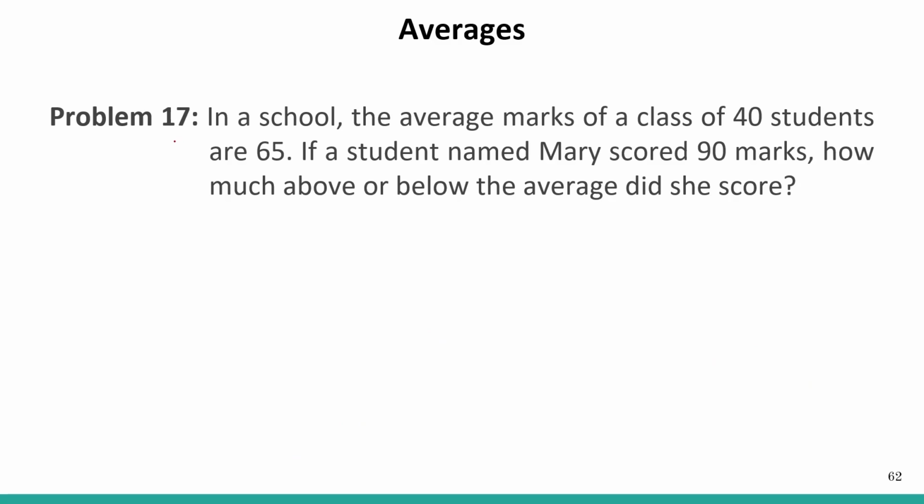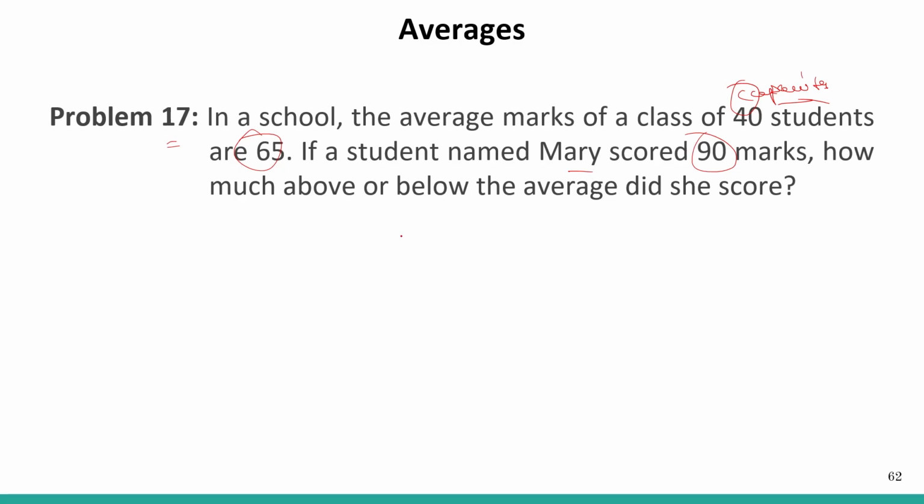So let's see problem number 17. In a school, the average marks of a class is 65, and the capacity of the class is 40 students. If a student named Mary scored 90 marks, how much above or below the average did she score?